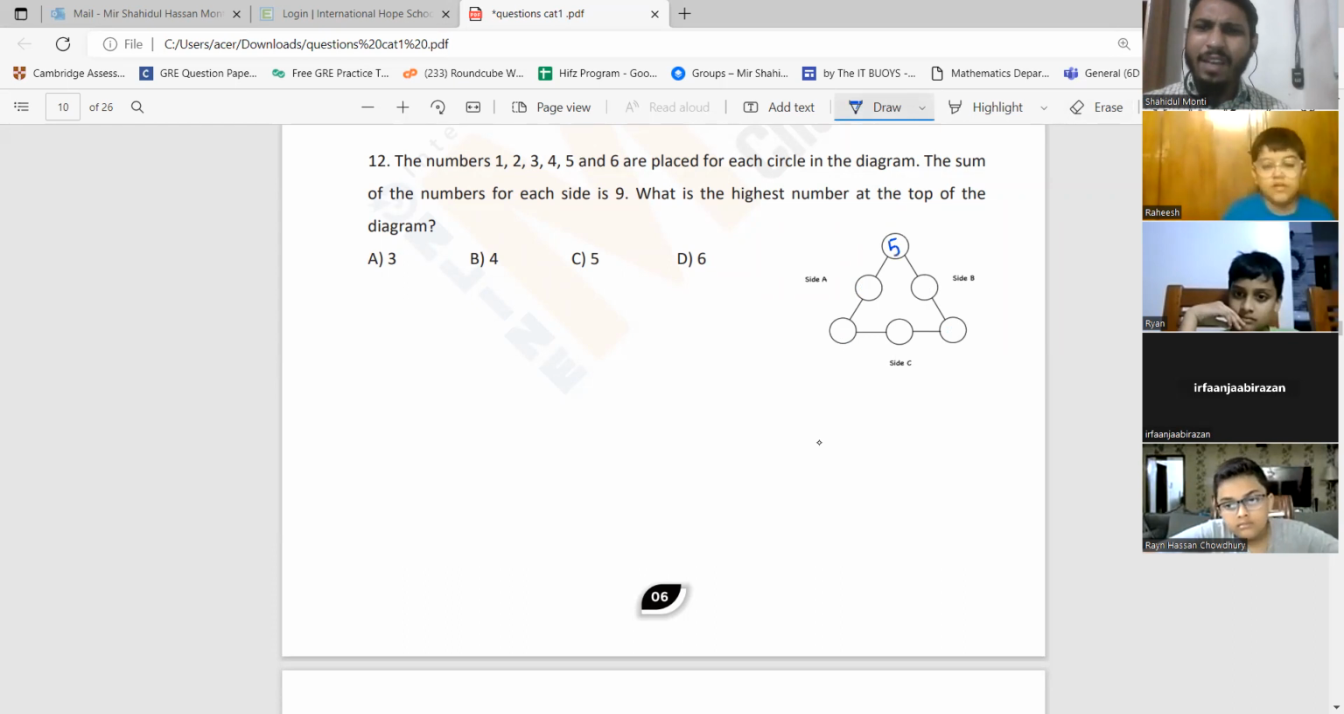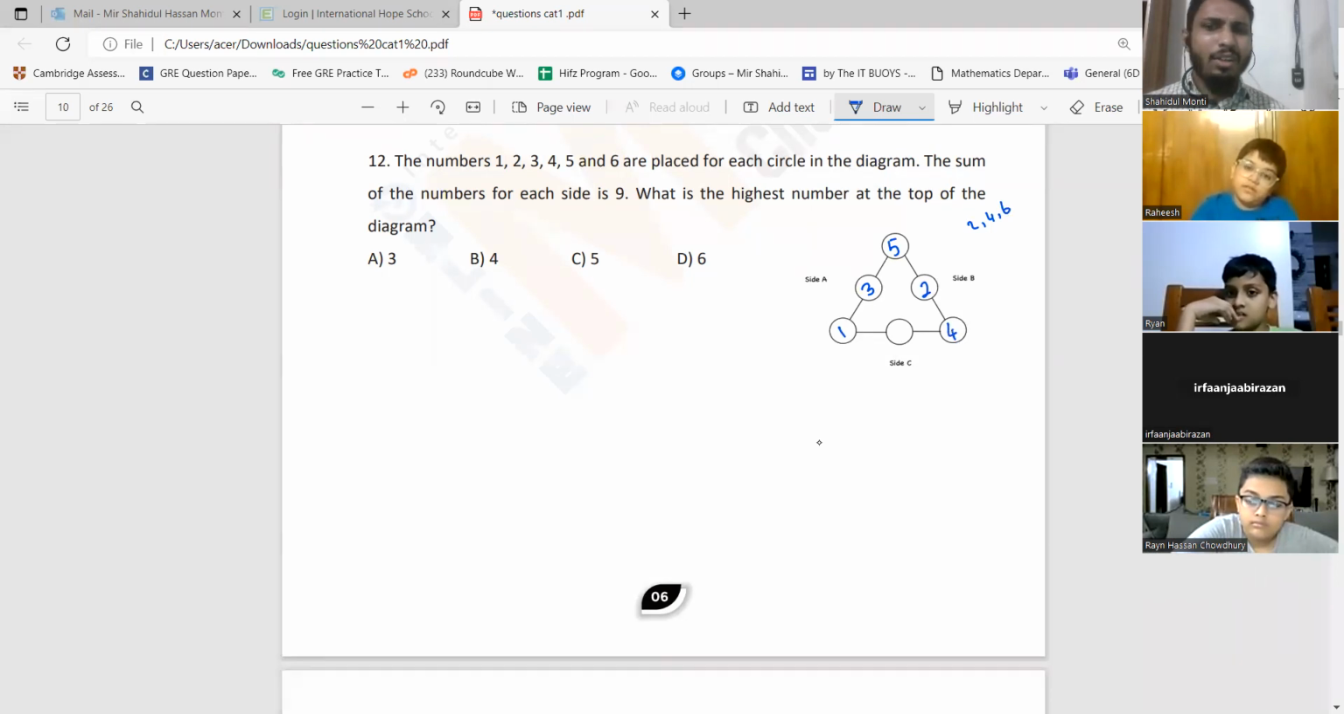If I place 5 at the top, I still have some problems. If I place a 5 here, I can place a 3 and a 1 here. So 5 plus 3 is equal to 8, 8 plus 1 is equal to 9. I'm left with the numbers 2, 4, and 6. So if I place a 2 here and a 4 here, the total is never equal to 9. It is greater than 9.